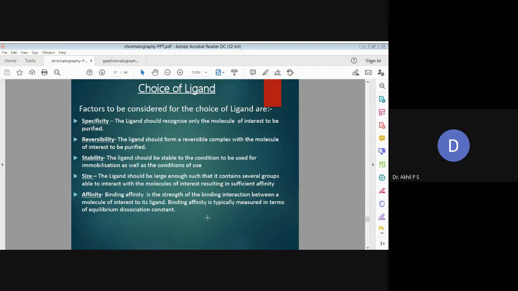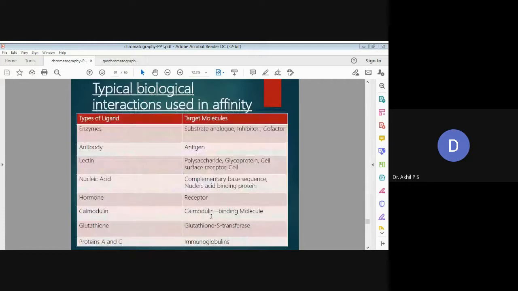Last one, affinity. Binding affinity is the strength of the binding interaction between a molecule of interest and its ligand. Binding affinity is typically measured in terms of the equilibrium dissociation constant. Typical biological interactions used in affinity chromatography, types of ligand and target molecules, are shown in this table.